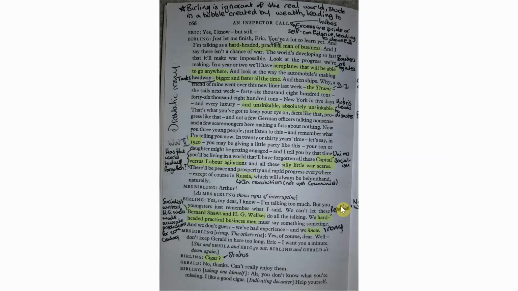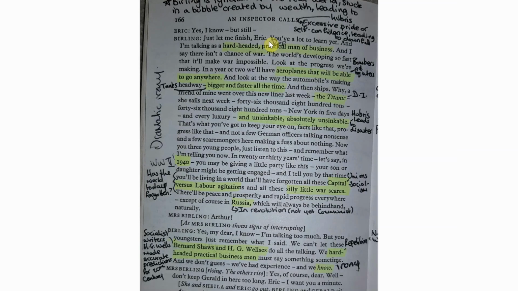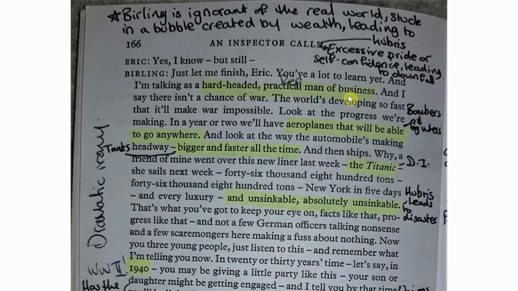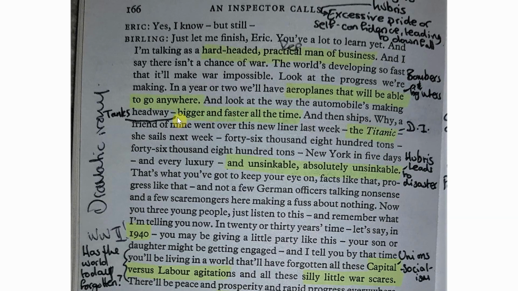Okay, Birling continues to talk about the world situation in 1912, repeating the idea that he is a hard-headed practical man of business. You know, he repeats this a lot. It's kind of like his mantra. Okay, so he talks about how technological advancement is going to make war impossible. Again, this is Birling being wrong. He talks about how in a year or two we'll have aeroplanes that will be able to go anywhere, and those aeroplanes will become bombers and fighters. He talks about how the automobile is making headway, bigger and faster all the time. This talks about tanks and military vehicles.